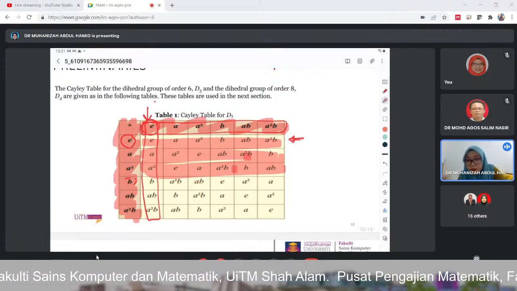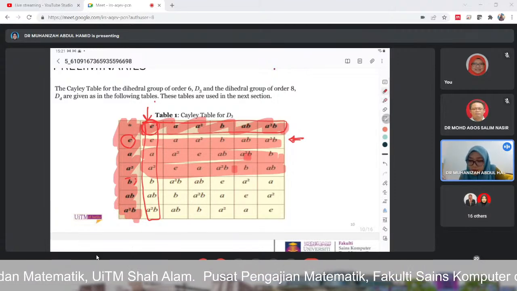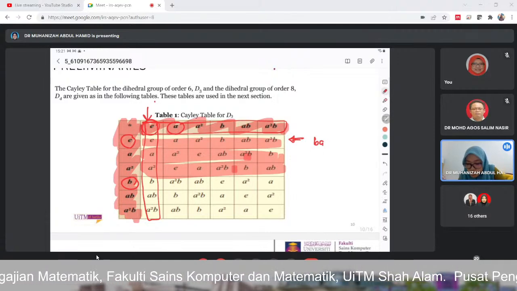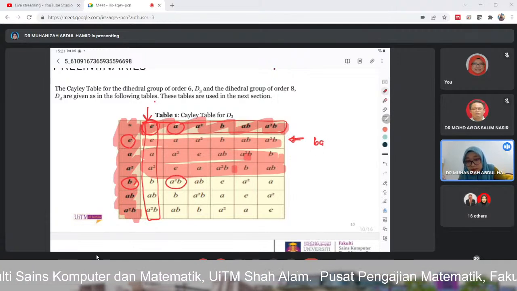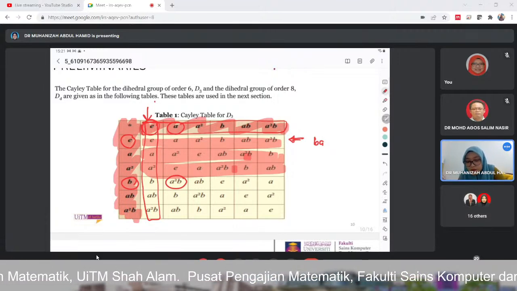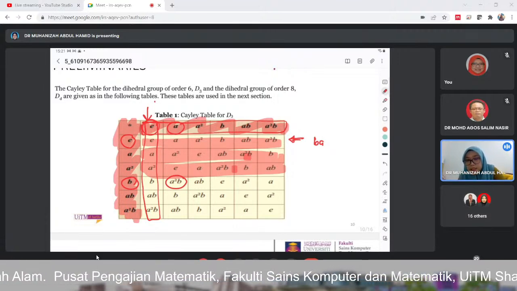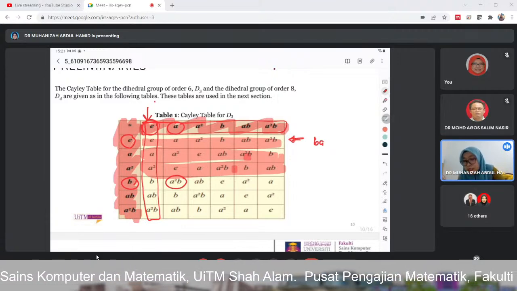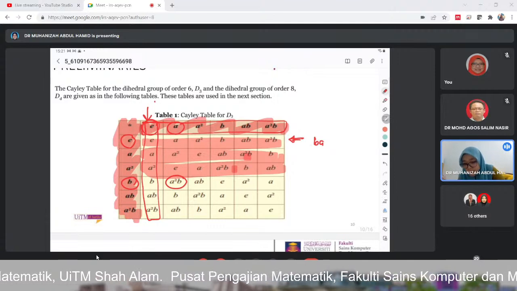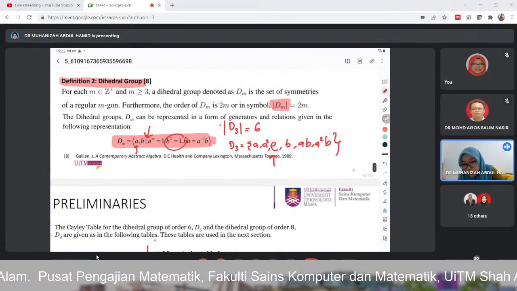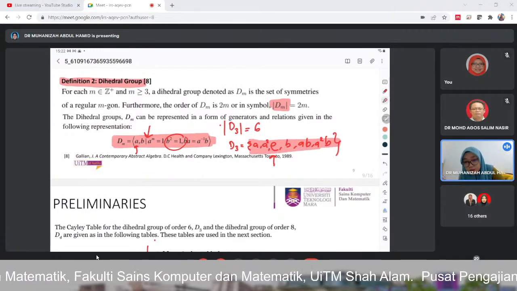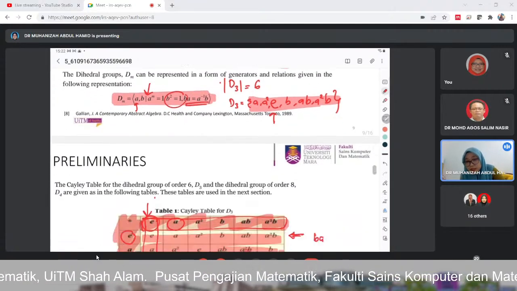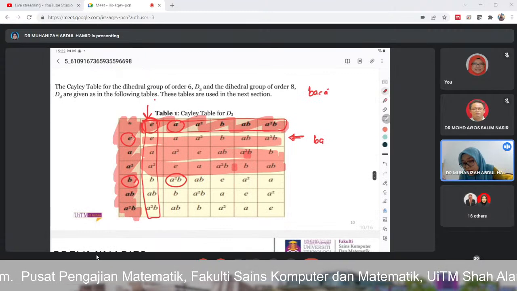Now how do we multiply two elements? Let's say we multiply B and A. Why don't we just put BA here? Because as I mentioned just now, this entry must be an element in the group only. So BA is not an element in this group, right? There is no BA. So by the relation we have in this representation of the group, we know that BA is equal to A inverse B.